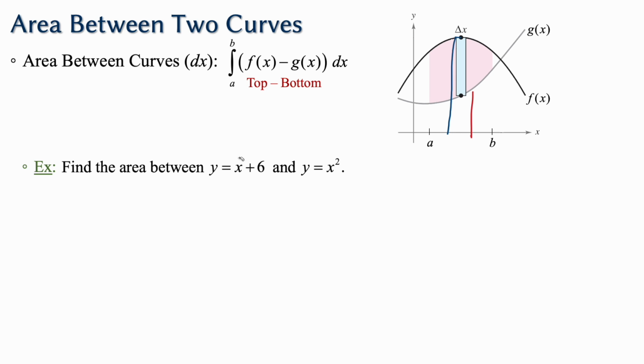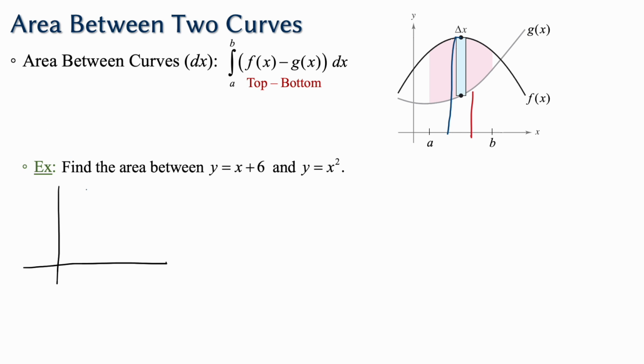We have y equals x plus 6 and y equals x squared. The first thing we want to do is make a quick sketch so we can see exactly where our region is. Aside from that, we also want to know what function makes up the top and bottom so we can set up the integral correctly.